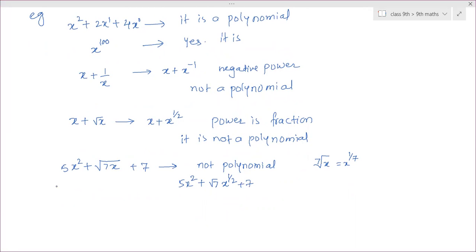In this case, can we write root 7x equals 7x the whole to the power 1 by 2? Yes, you can write 7x to the power 1 by 2. You can write that way.